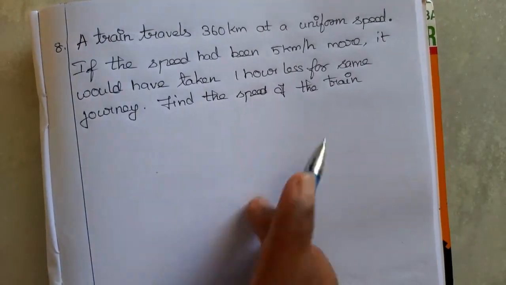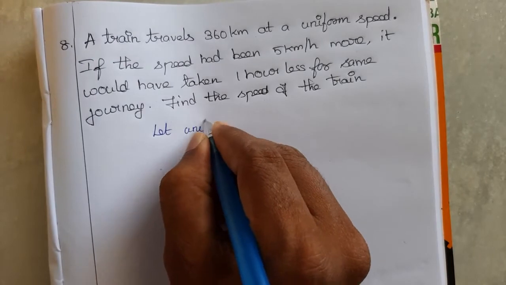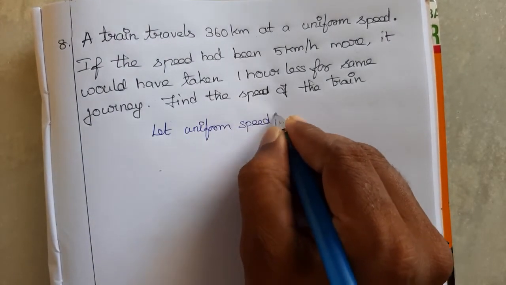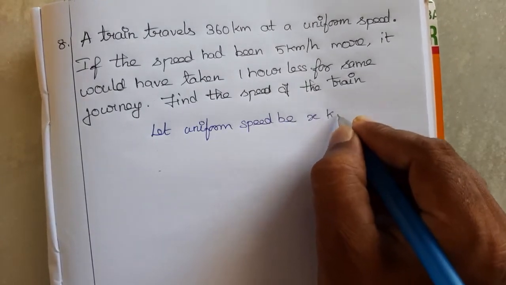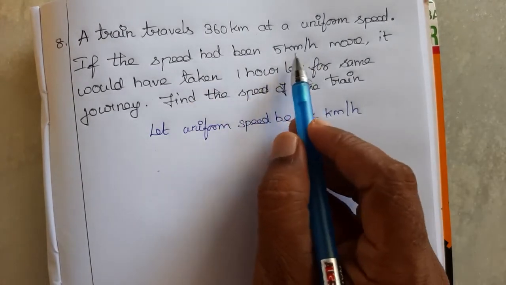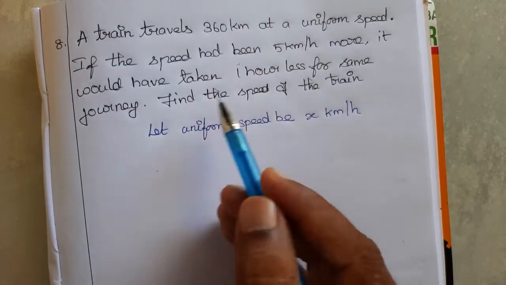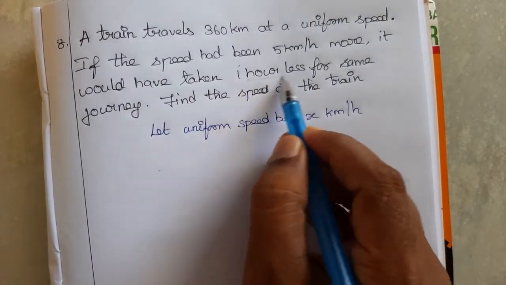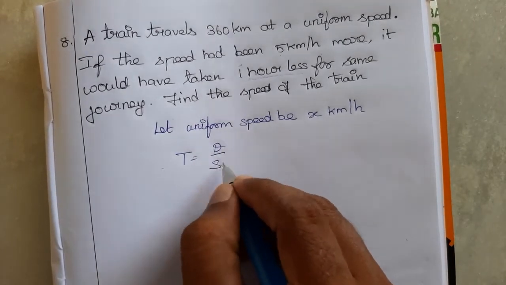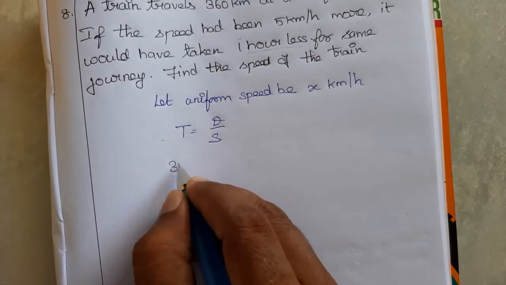So let me assume the uniform speed will be x. Let the uniform speed be x kilometer per hour. Okay, so the increased speed is x plus 5, right? They said that from the normal time it will take 1 hour less. So the normal time formula is what? Time is equal to distance by speed. So normally the distance is 360, right?